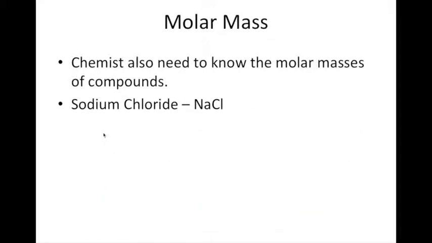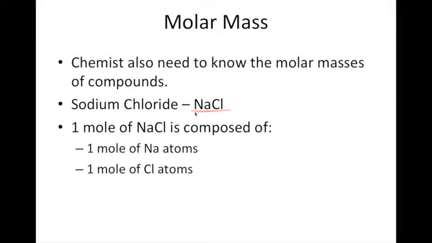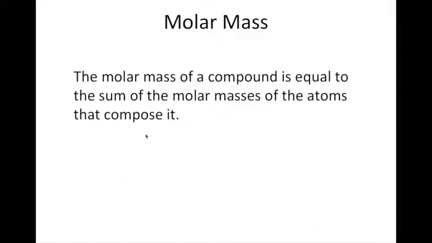Now, often, chemists need to know the molar masses for compounds. We saw for elements, we can just get them off the periodic table. How would we figure out the molar mass for a compound like sodium chloride? Well, we know that if we had a mole of sodium chloride formula units, we have 1 mole of sodium atoms and 1 mole of chlorine atoms. So to figure out the molar mass of this compound, the molar mass is equivalent to the sum of the molar masses of the atoms that compose it.